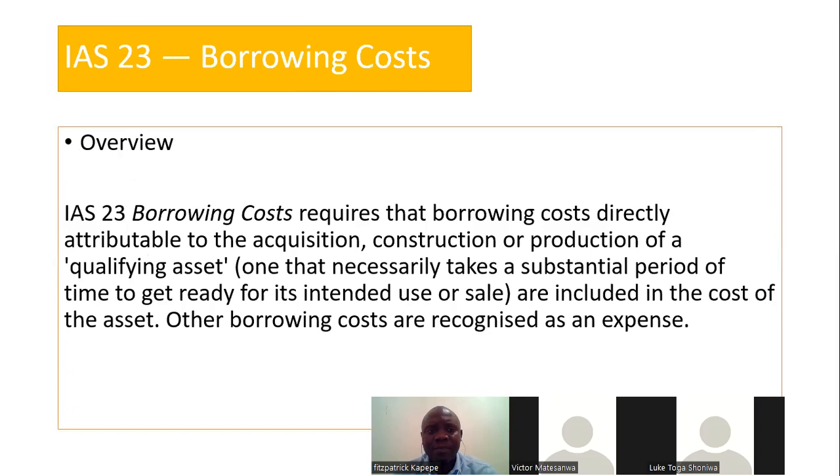Although I've already explained what IAS 23 on borrowing costs is, the overview requires that borrowing costs directly attributable to the acquisition, construction, or production of a qualifying asset, one that necessarily takes a substantial period of time to get ready for its intended use or sale, be included in the cost of the asset. I did explain that all interest costs or charges incurred during construction, what we call IDC, need to be capitalized. They are part of the project cost.